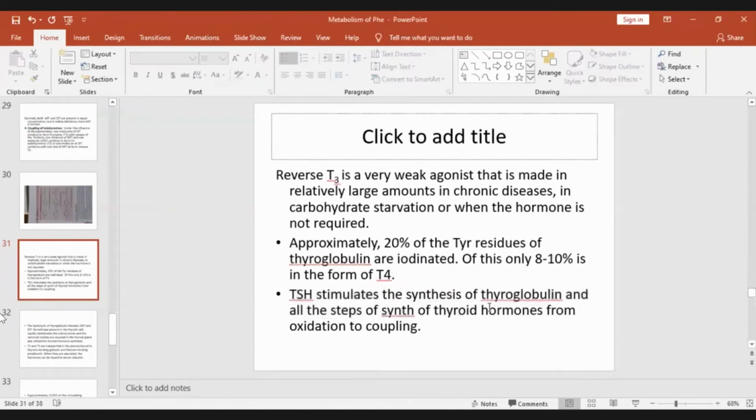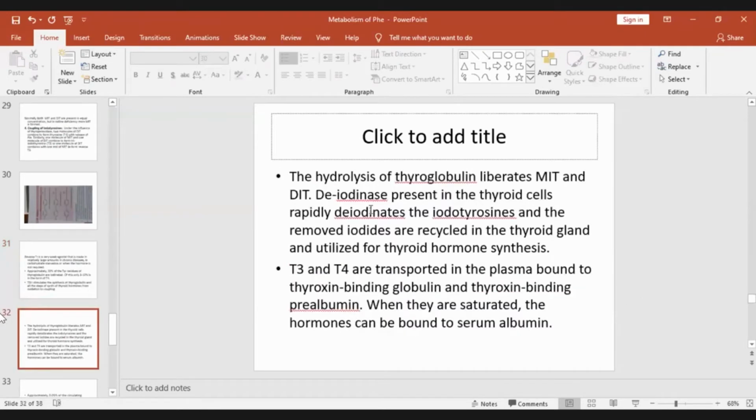TSH stimulates the synthesis of thyroglobulin and all the steps of synthesis of thyroid hormones from oxidation to coupling. So TSH activates all the enzymes. The hydrolysis of thyroglobulin: when it is required, this thyroglobulin is hydrolyzed, liberating T3 and T4, and monoiodotyrosine and diiodotyrosine are also formed. Deiodinase present in the thyroid cells rapidly deiodinates the iodotyrosines. So whatever remains as mono- and diiodotyrosines, without forming tetraiodothyronine and triiodothyronine, will be acted on by this deiodinase, and then this iodine is recycled for thyroid hormone synthesis again.